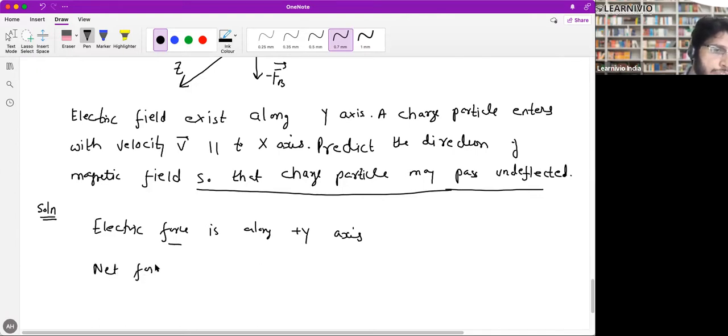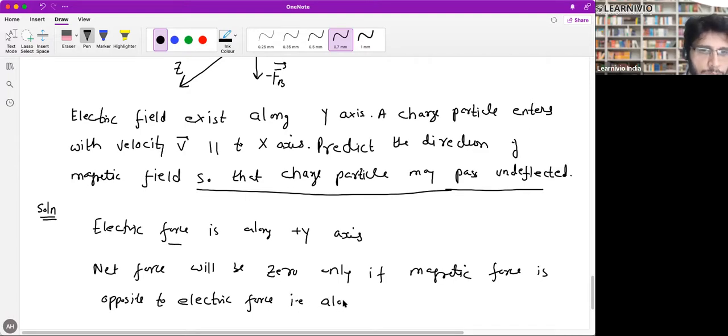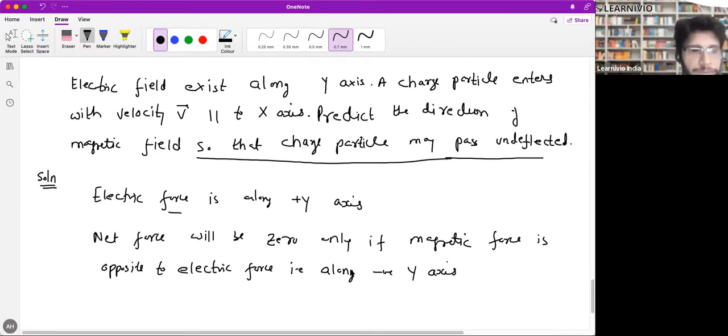So you can write that net force will be 0 only if magnetic force is opposite to electric force. Magnetic force is opposite to electric force. That is along negative y-axis. So the condition for 0 net force is that the direction of magnetic force should be opposite to that of electric force. Now means magnetic force should act along negative y-axis.